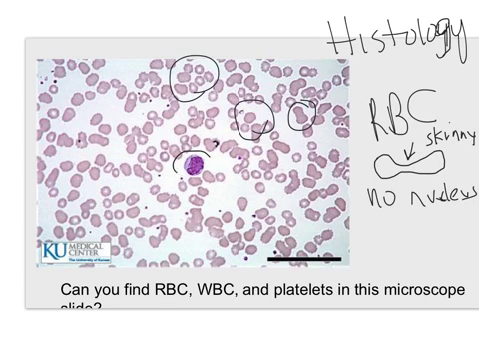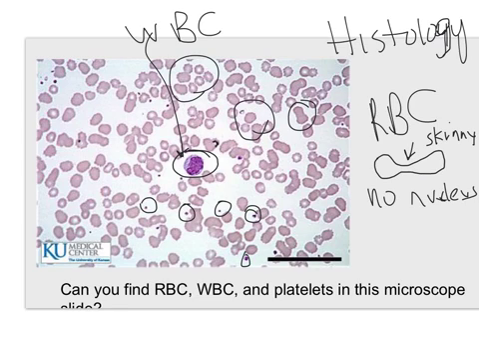You also see these larger cells that are our white blood cells. So our white blood cells are much larger, there's fewer of them, and they have a very darkly stained nucleus. And then finally you see these little tiny purple things, and these are the platelets. Platelets, sorry. These are responsible for our blood clotting.